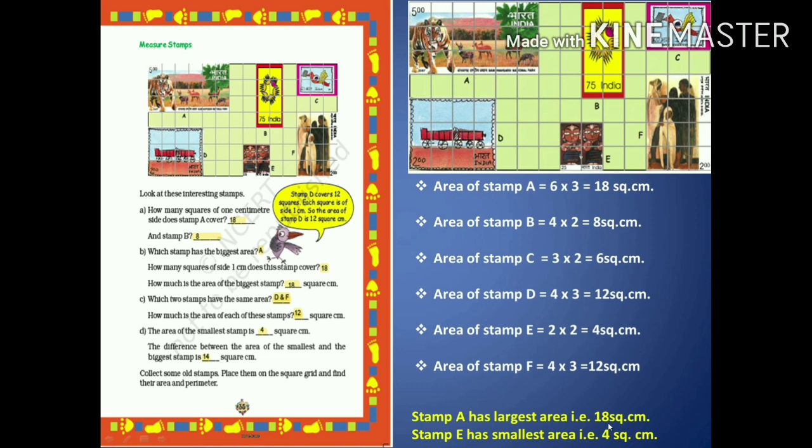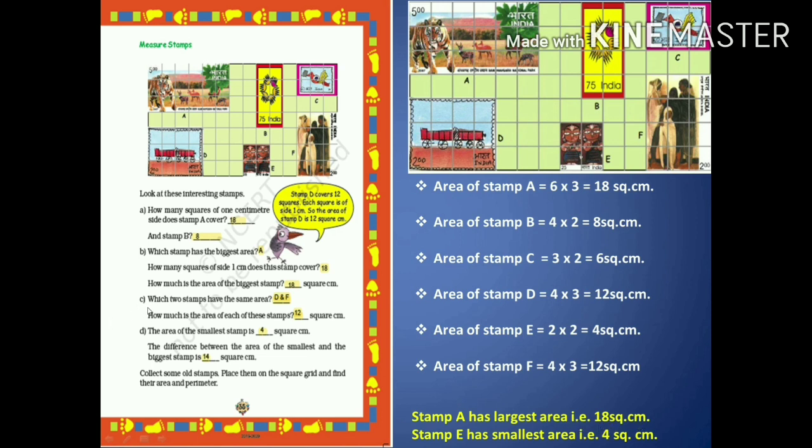So this is 18 square centimeter. So we write 18. How much is the area of the biggest stamp? That is 18 square centimeter.